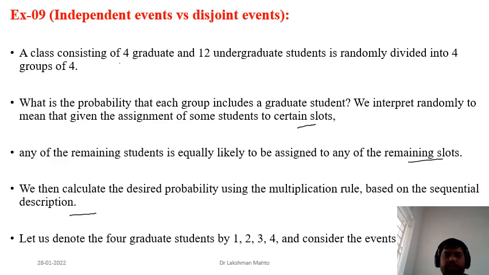In order to simplify this problem in a systematic way, we denote the graduate students by 1, 2, 3, and 4, and consider the following event.